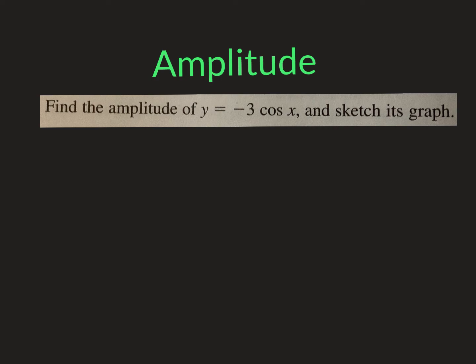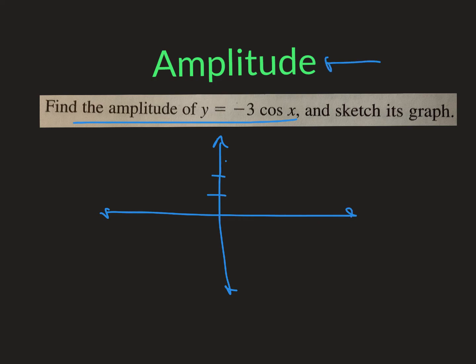All right, 2 more words, and we're pretty much done. The next word is amplitude. Amplitude is basically how high and how low your graph goes from the middle of the graph. Okay, this one says find the amplitude of y equals -3 cosine x. Notice the 3 in the front, we used to call that a vertical stretch. The word for vertical stretch with trig is amplitude.